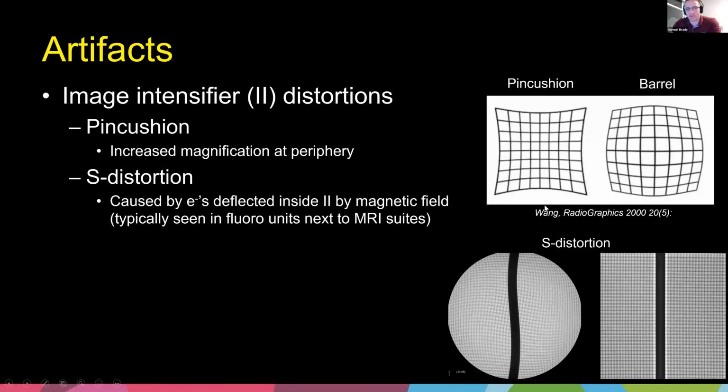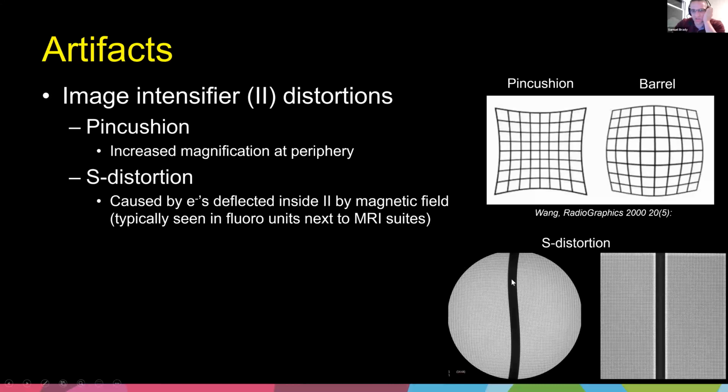And so when you place a structure in it, it'll either kind of cave in or bow out. Excuse me, because these systems are quite literally creating electrons that are accelerated down to the anode. If there's any kind of magnetic field, obviously electrons are negatively charged, they will be affected by magnets. So if for whatever reason you built a Fluoro suite next to an MR suite, and it's an II, you would probably see this S curve, this distortion.